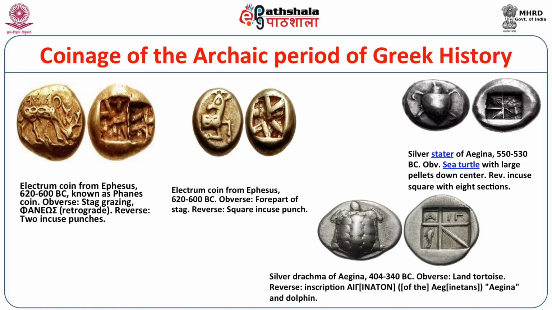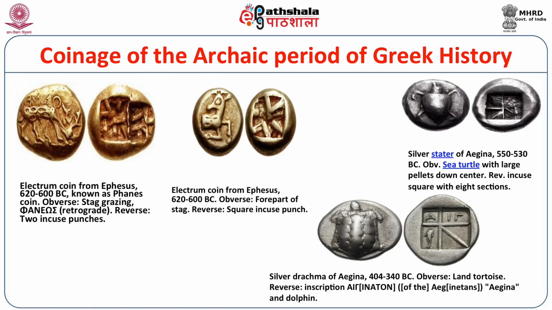And slowly, as we see the slide going from left to right, we see the change in the reverse, where slowly the square becomes a kind of meaningful development, till at the end in about 404 BC, in a place called Aegina, we see the word Aegina written in Greek as AIG, which means of the Aegean people.